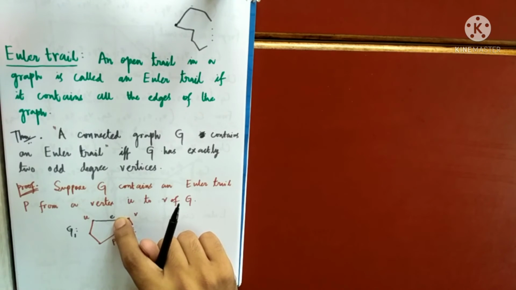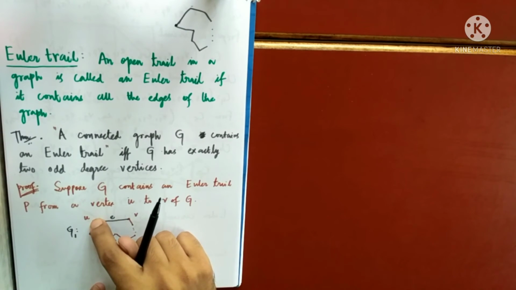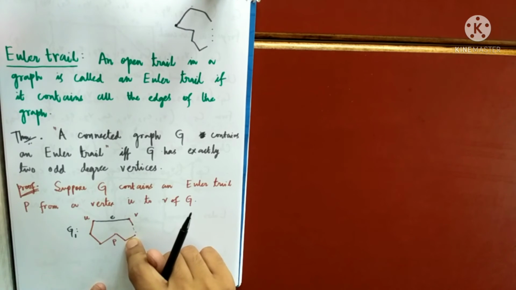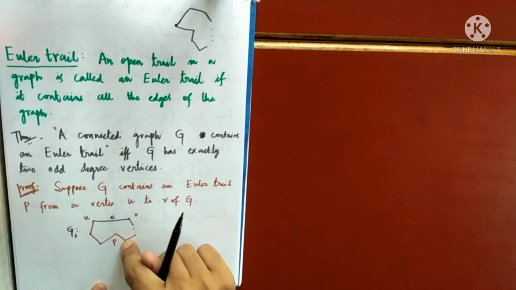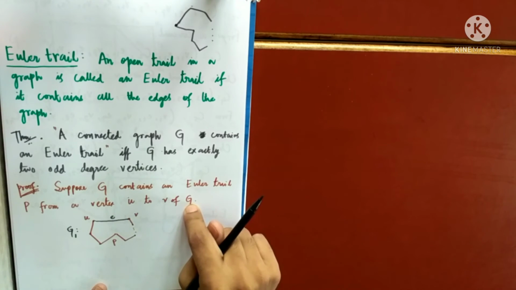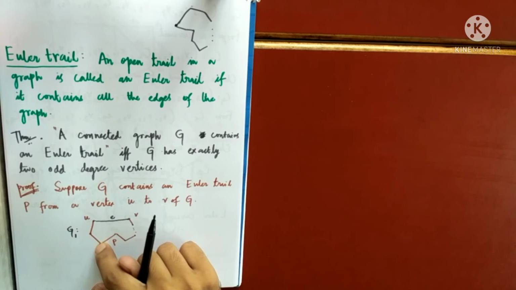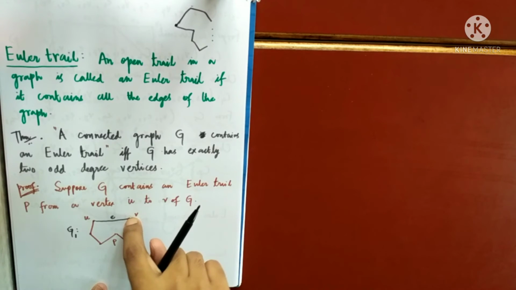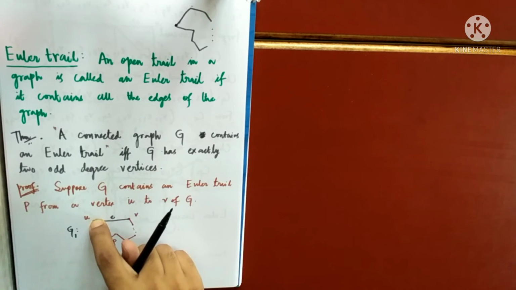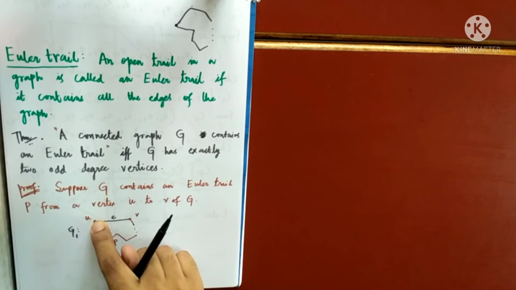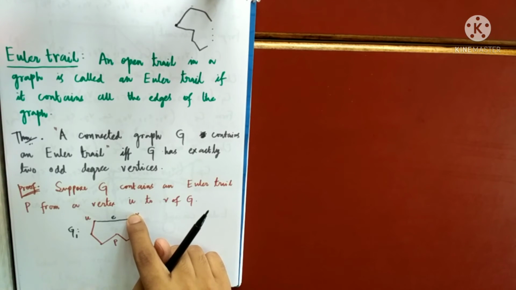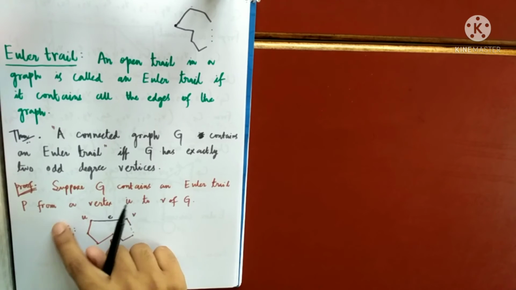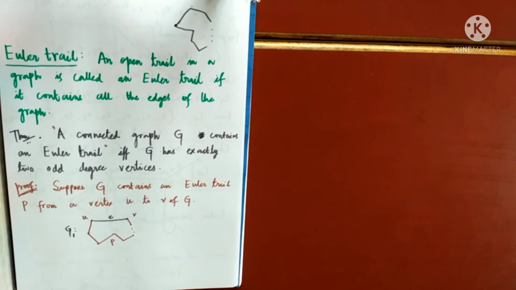G1 contains an edge between U and V. So I have a trail which starts at U and ends at V and contains all the edges of G. I will consider this trail and this edge also. That means I have got an Euler circuit that contains all the edges of the new graph G1. Did you get my point?